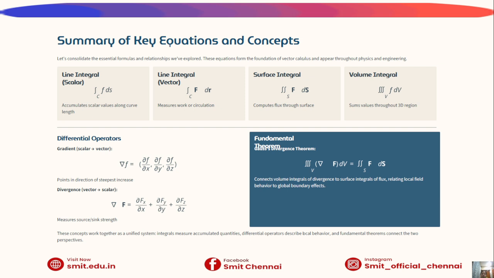Next, we see the summary of the concepts we have seen in the previous slides. In this lecture, we studied line integrals, surface integrals, and volume integrals. We also understood the gradient and divergence operators. Line integrals measure accumulation along paths. Surface integrals measure flux through surfaces. Volume integrals measure total quantities inside regions. Gradient tells direction of maximum increase. Divergence tells source or sink strength. Gauss theorem connects local and global properties of fields. Together, these tools form the mathematical backbone of electromagnetic theory.